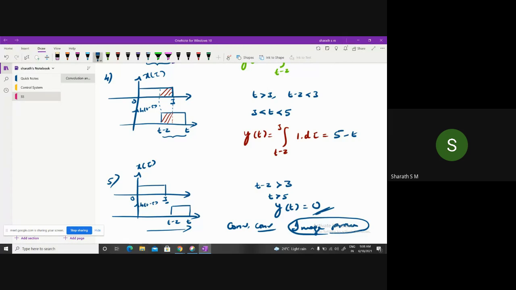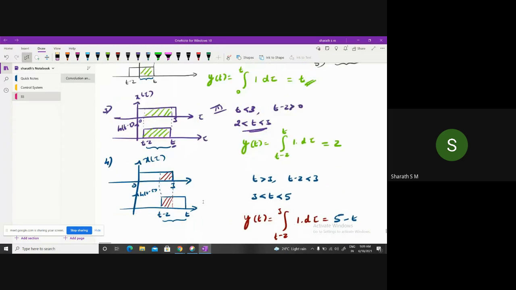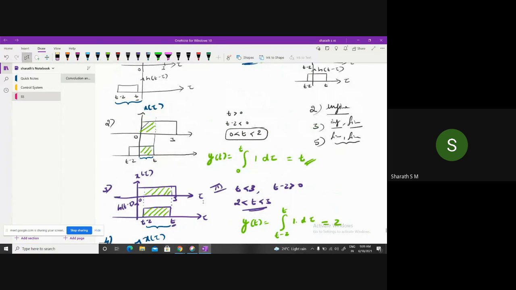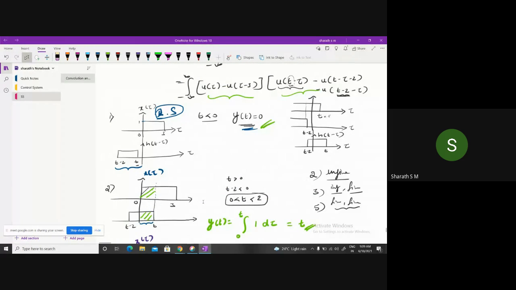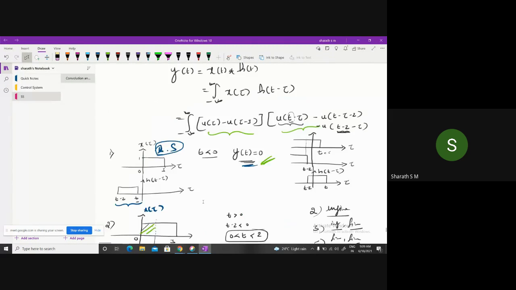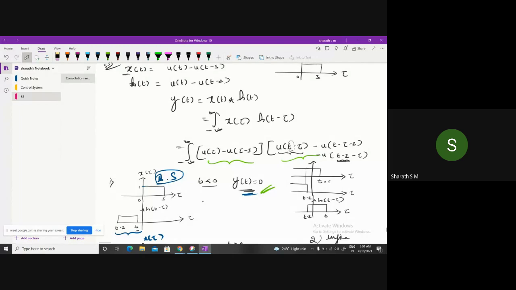This whole module deals with convolution, the convolution integral as well as the convolution sum. If it is with respect to continuous signals, we go for the convolution integral. If it is with respect to discrete signals, we go for the convolution sum. These are the 5 cases we can observe if both the signals are of finite values. This is an important problem. You will definitely get a single question for 8 to 10 marks on these cases.